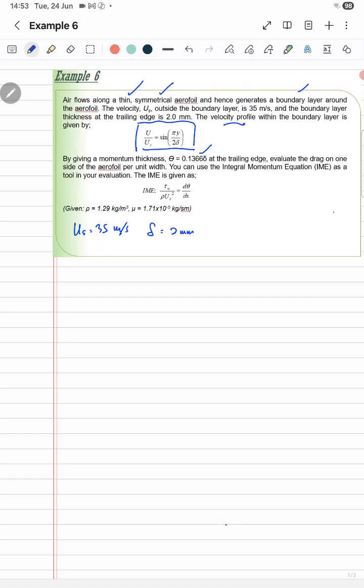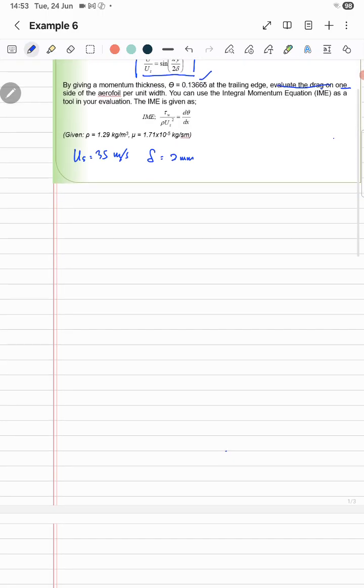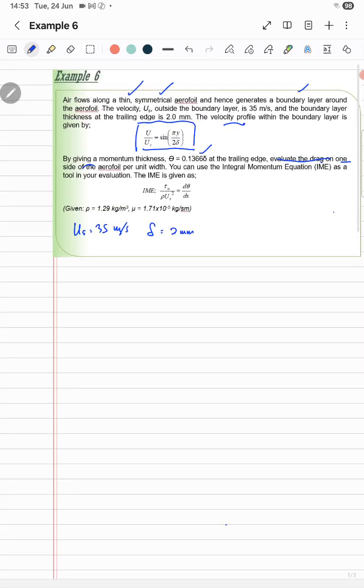and they ask us to evaluate the drag on one side of the airfoil. Okay, so we have the airfoil, maybe like this, and they just want us to determine the drag on one side of the airfoil, which is this one, maybe from 0 to L, like that.